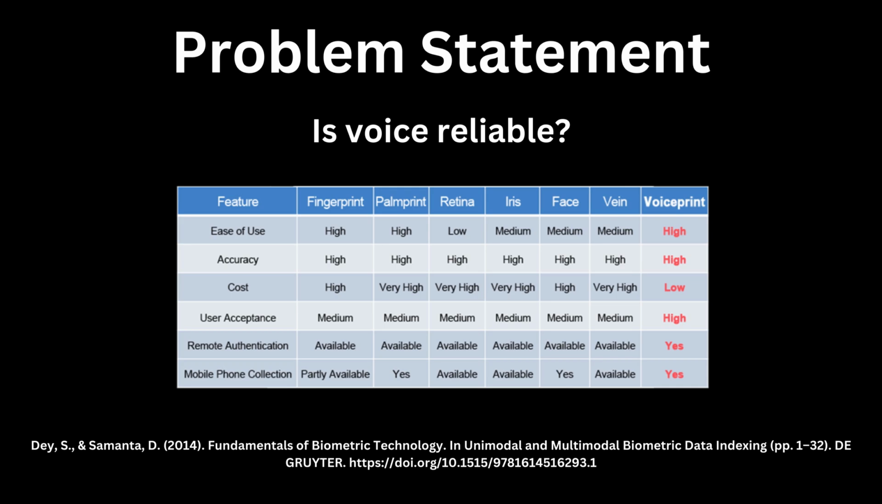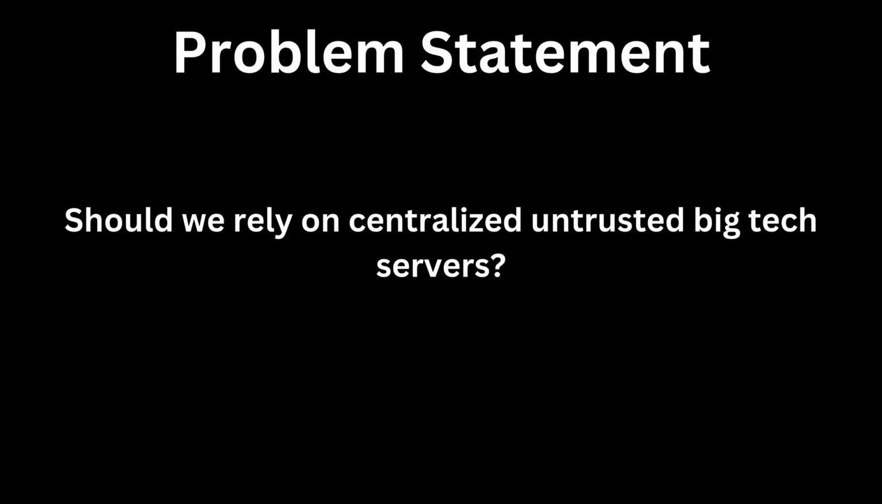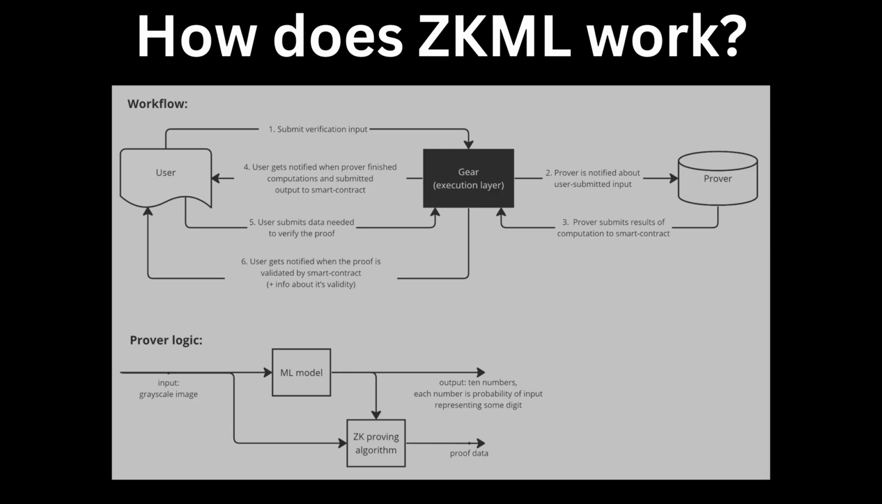Since voice is the most reliable authentication method according to the Fundamentals of Biometric Technology book, why not use it as our most secure authentication method in a private or verifiable way? But all of authentication nowadays relies on centralized big servers. Should we trust them? Should we rely on centralized untrusted big tech? No, and that's why we started to investigate private or verifiable ways to do it. And this is how we found zk-email.